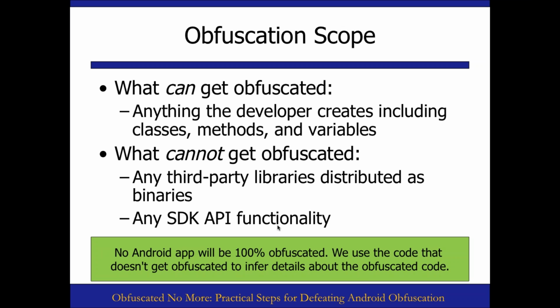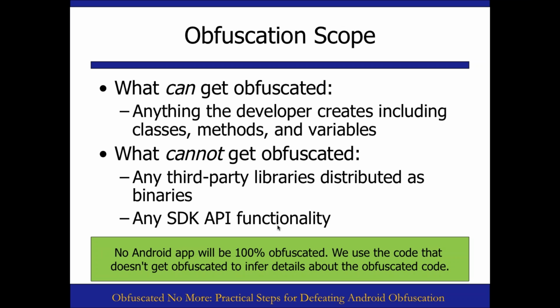Now, what's important is what can't get obfuscated. For example, third-party libraries that are shipped with an Android application that are distributed in a binary form can't be renamed because the source code is not available. So this is very important to us because it gives us an opportunity to still see what's going on behind the scenes in an application. No Android app will ever be 100% obfuscated. There's always little pieces for us to latch onto.